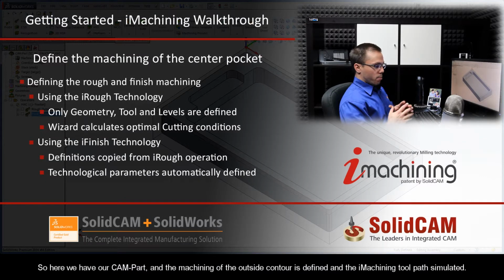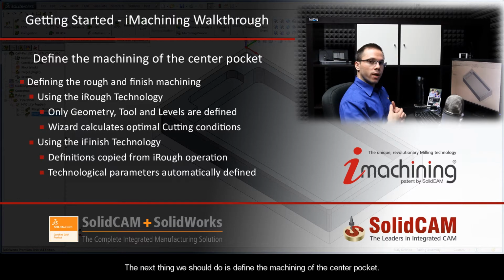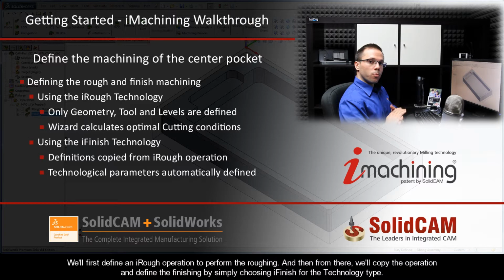So here we have our CAM part, and the machining of the outside contour is defined and the iMachining toolpath simulated. The next thing we should do is define the machining of the center pocket. We'll first define an iRough operation to perform the roughing, and then from there, we'll copy the operation and define the finishing by simply choosing iFinish for the technology type.